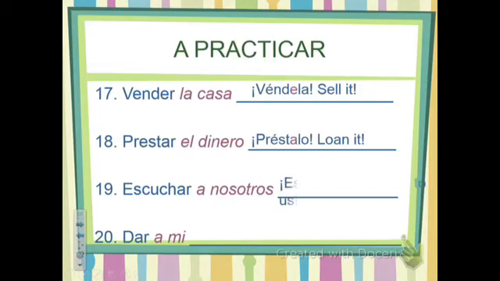Escuchar a nosotros. Escucharnos. Okay, escuchar, the command is escucha. A nosotros is nos. Uno, dos, tres, bam, accent mark. Escucharnos. Dar a mí, give it to me, or give me. Da, me. Uh-oh. Where's the accent? Well, there's not one because there's only two syllables in this, so you don't need one.